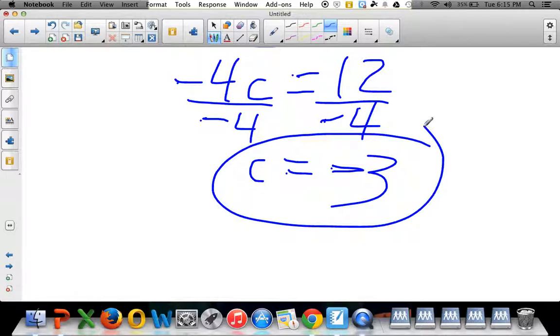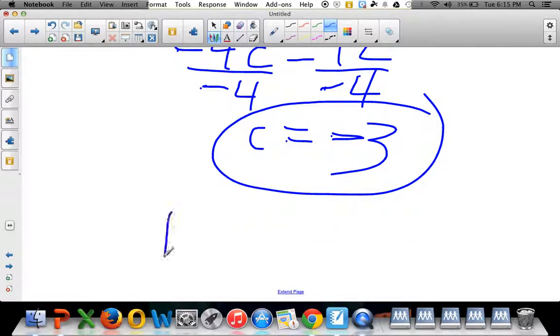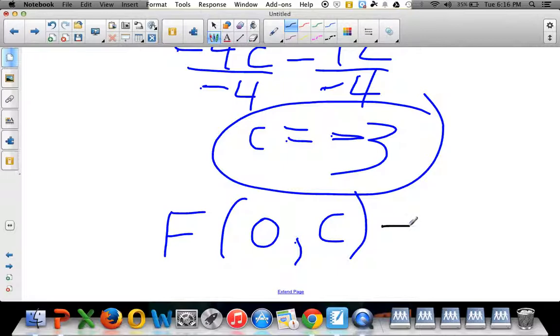Looking at my vertex at 0, 0 of my vertical parabolas, my equation 1/4c x squared, I know my focus is going to be at 0, C. So I can plug in my -3 into my equation to have a focus point at 0, -3.